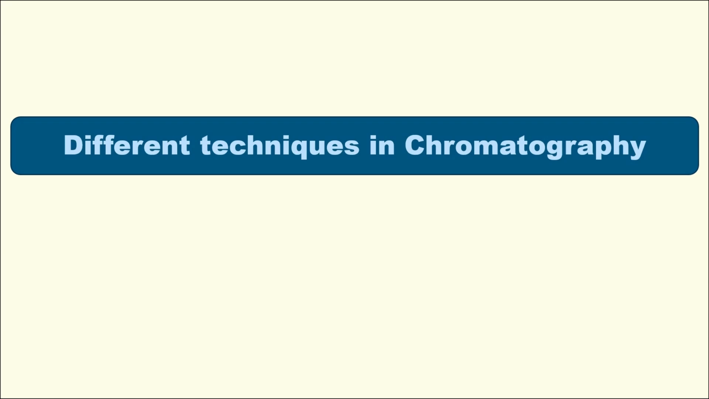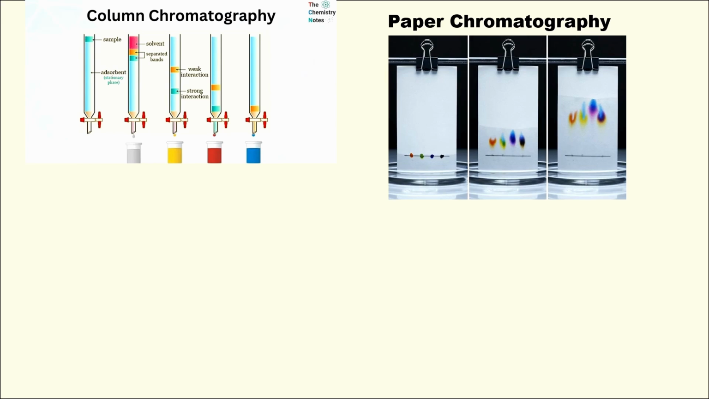Now it's time to look at the different techniques used in chromatography. Remember, chromatography is a broad topic, and under these, there are several types of techniques. Let's go through a few of them. First, we have column chromatography. In this method, we use a column filled with a stationary phase and different solvents move through it. Based on how they interact with the phases, they get separated. Next is paper chromatography, which is the one we actually study in our syllabus.